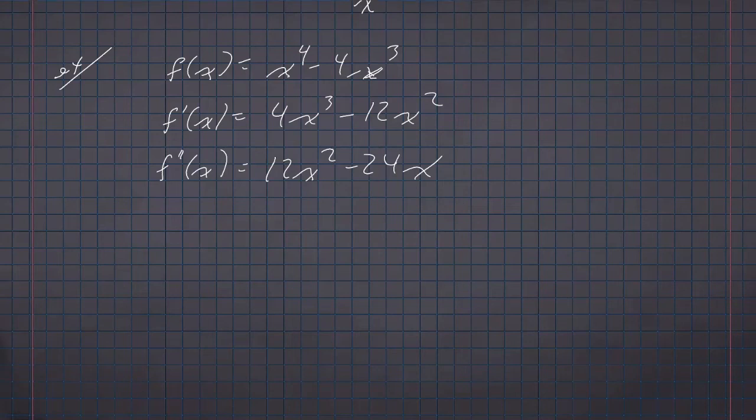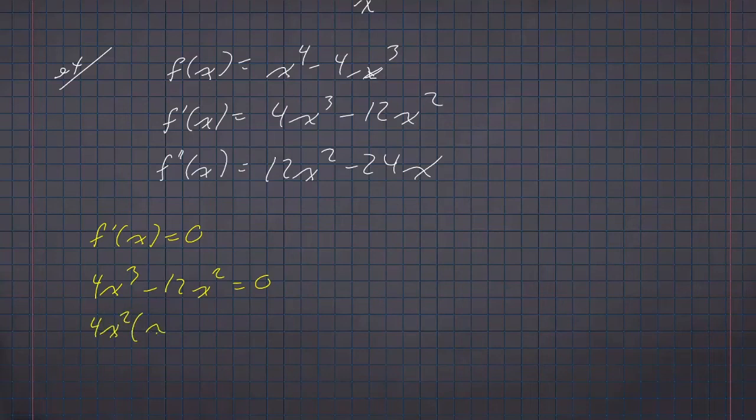We can also use the second derivative as a shortcut method of trying to identify the relative extrema. We still have to identify critical values first. So we'll set f prime of x equal to 0, which means we have 4x cubed minus 12x squared equal to 0, factoring out the common factor of 4x squared. That leaves behind x minus 3. So we get two critical values, x equals 0 and x equals 3.